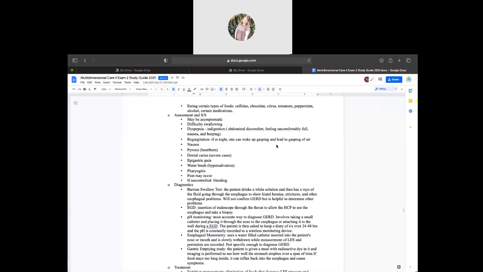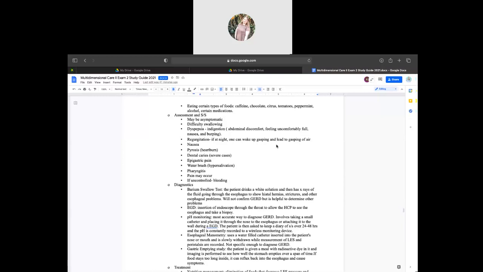pH monitoring is going to be your most accurate way to diagnose GERD, where there's a small catheter and they place it through the nose and attach it to the wall during an EGD, and then the patient has a diary of signs and symptoms over 24 to 48 hours, where the pH is constantly monitored by a wireless monitoring device.